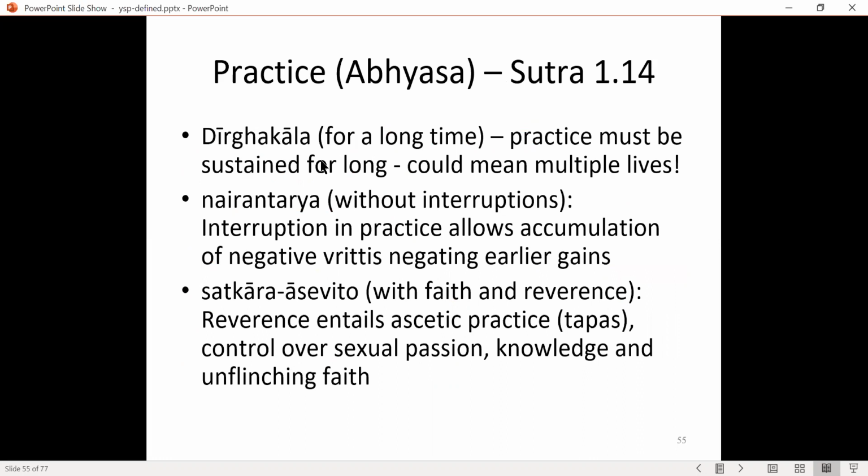Now, what is dirgha kala? For a long time. Practice must be sustained for long. And it could mean multiple lifetimes. Wow. That is an important statement here, because just like in the Bhagavad Gita, it says it's a very difficult task that we are undertaking. To calm the mind, it's very difficult.